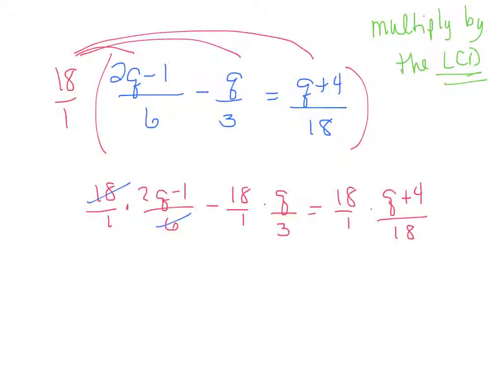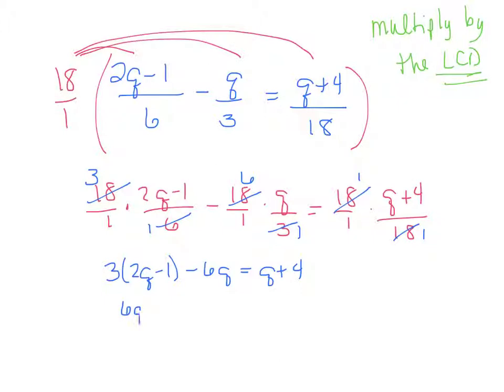So 18 and 6 reduce to a 1 and a 3. 18 and 3 reduce to a 1 and a 6. And 18 and 18 both reduce to 1s. And that leaves you then with 3 times (2q minus 1) minus 6q equals q plus 4. And now I have this very nice equation with no fractions, so no denominators.